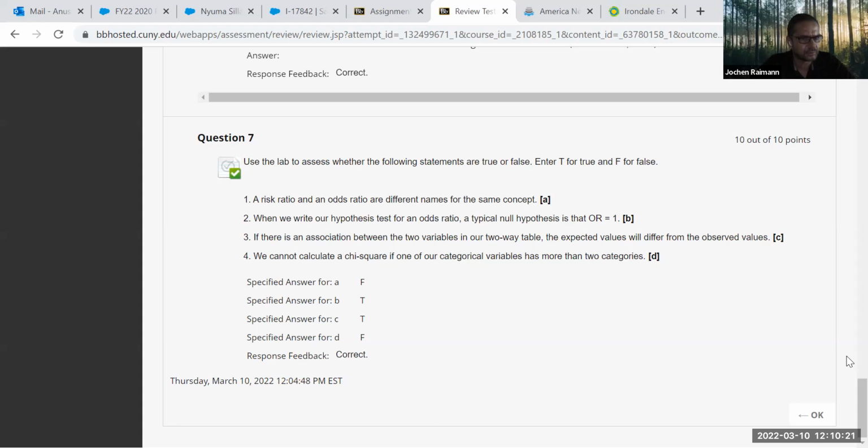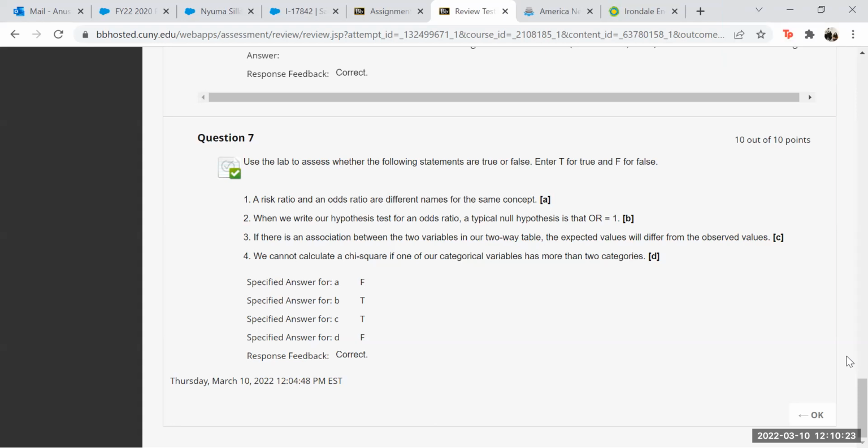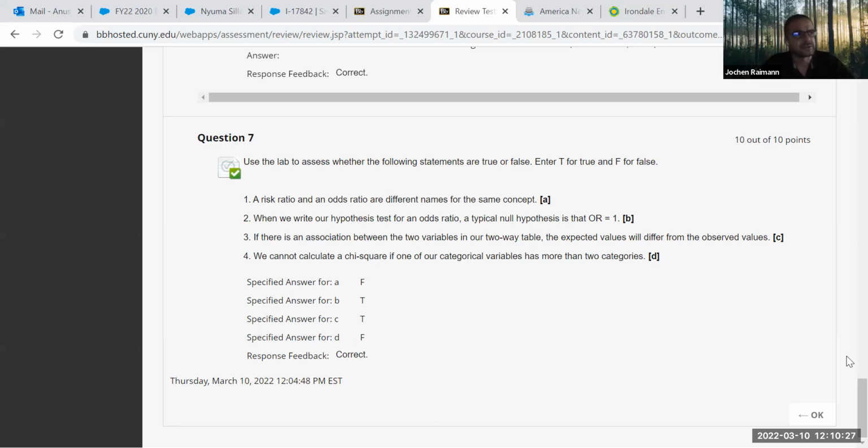Where did you read the 0.25? It was one of the example problems. Okay, yeah, so this is a different concept, right?